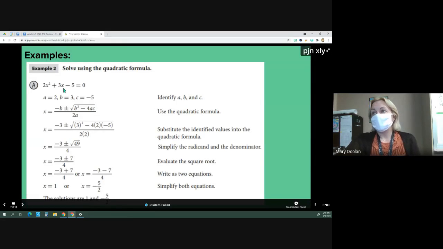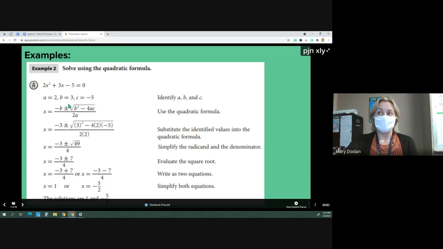This example is solved using the quadratic formula, 2x squared plus 3x minus 5 equals 0. We check that's in standard form. It is. So identify a. A is the number in front of the x squared term, 2. B is the number in front of the x term, 3. C is the constant. If it has a subtraction sign, it belongs to it, so it's negative 5. They wrote the quadratic formula.